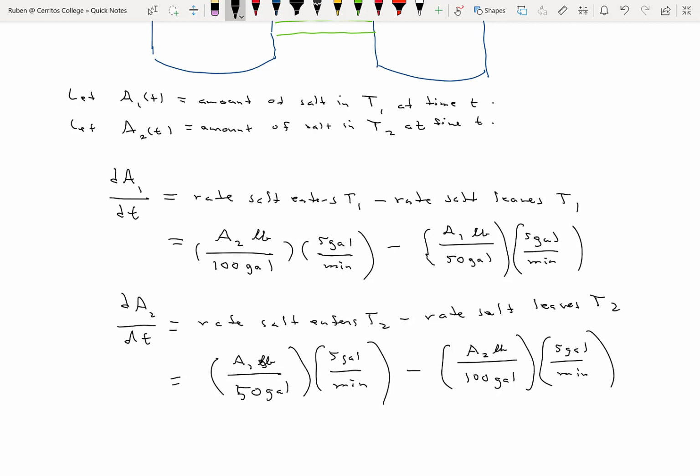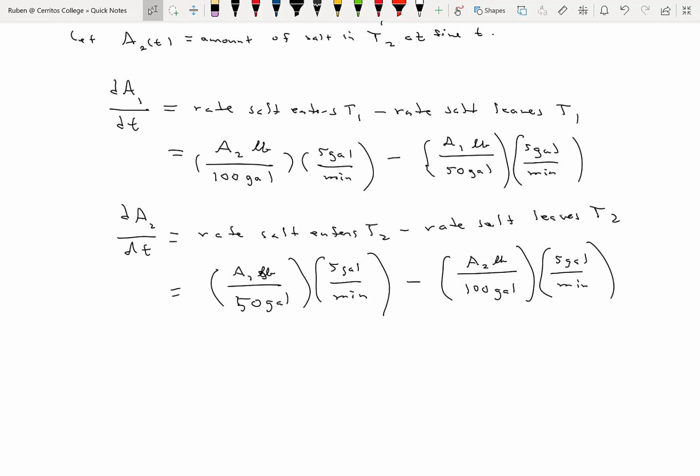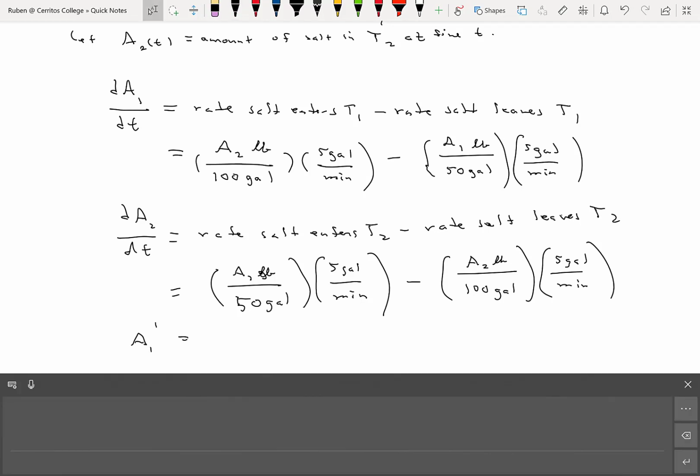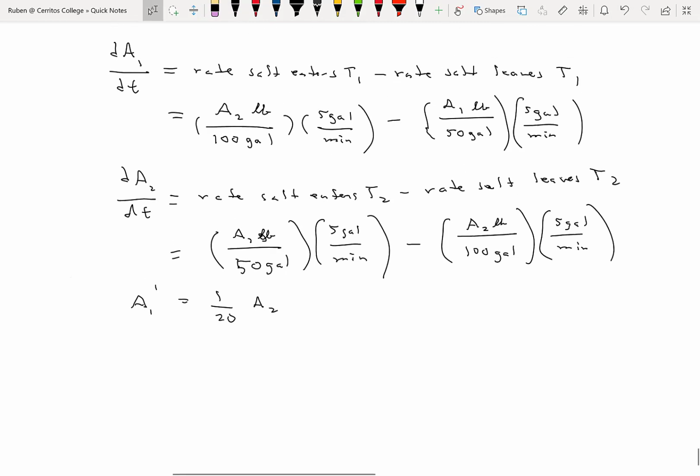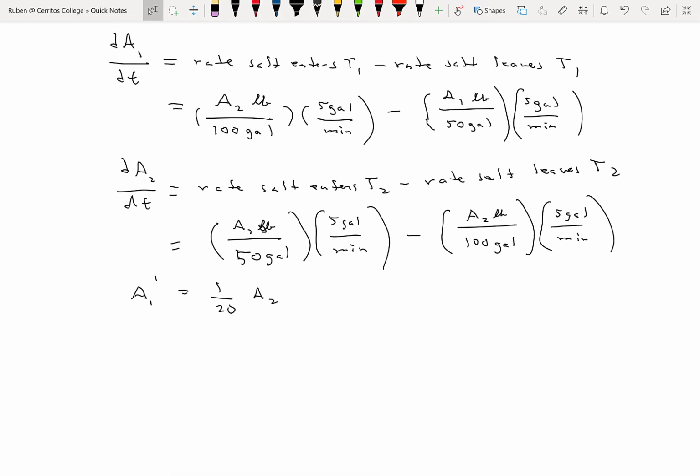Okay, so let's see what these two differential equations simplify to. If we get rid of all the units, I'm going to use A1 prime for dA1/dt. We get A1 prime equals 1/20th A2, because 5 goes into 120 times. I'm simplifying the first differential equation, minus 5 goes into 50 10 times, 1/10th A1.